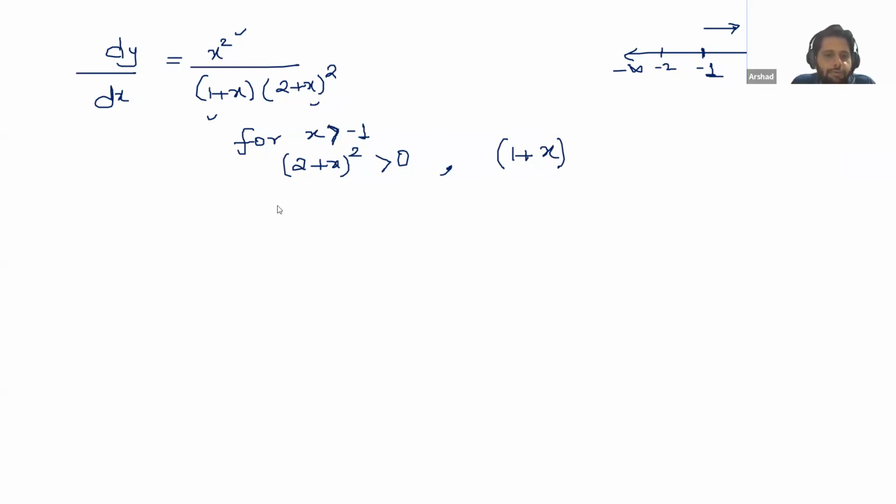Who's this? Abdul? This is your answer? 1 plus x is what? Greater than 0, greater than or equal to 0, what? Greater than 0. Okay, very good. This is not equal to 0, because it would be equal to 0 for x equal to -1, but we are not including -1. We are putting greater than -1. So 1 plus x is greater than 0.